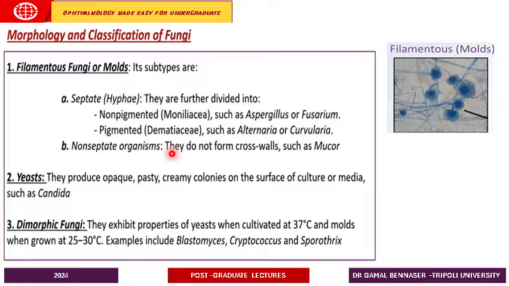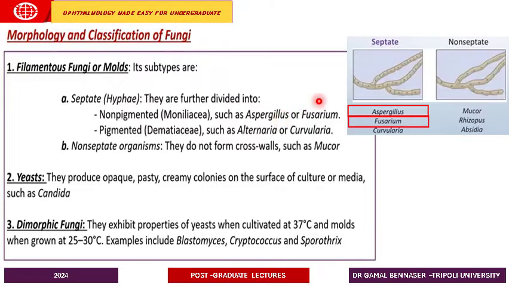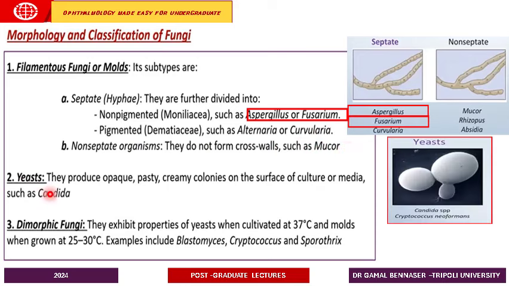The most important septated hyphae causing mycotic keratitis are Aspergillus fumigatus and Fusarium. Among the non-septated organisms, the most common is mucormycosis, or the Mucor. The Mucor does not cross the corneal epithelium, but it causes orbital cellulitis, as you know. So this is the multicellular type of fungi, and the most common unicellular type of fungi is Candida albicans.